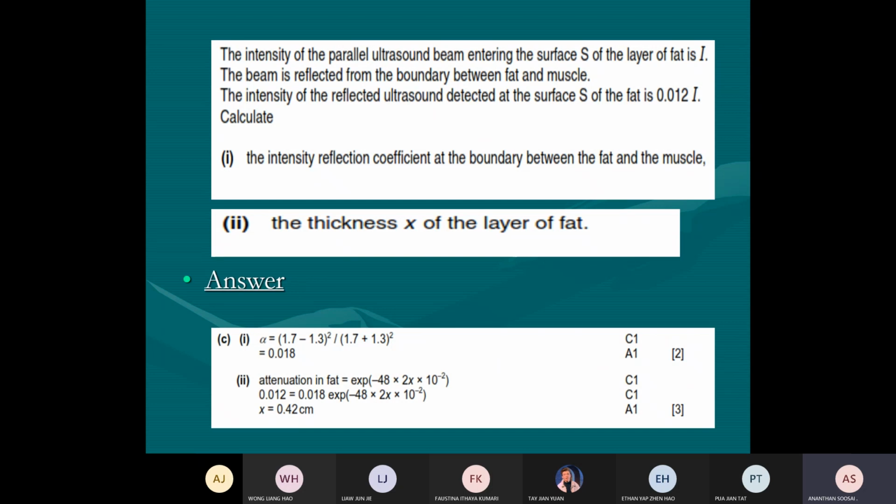Can you draw the diagram? From where to where? Where is I? Where is 0.012 I? Calculate the intensity reflection coefficient of the boundary between the fat and the muscle, and the thickness X of the fat. Here it is the other way around: they are asking for the thickness. Normally they ask for the fraction between the final and initial intensity, but this time they are asking for the thickness. The final and initial intensity were provided.